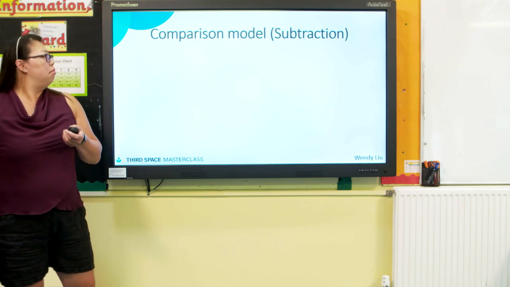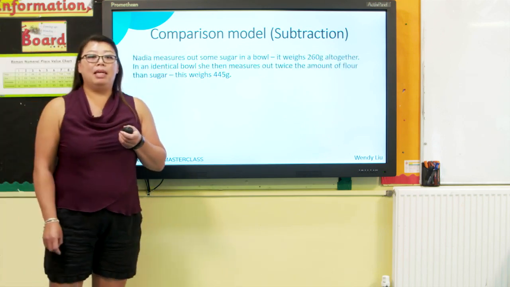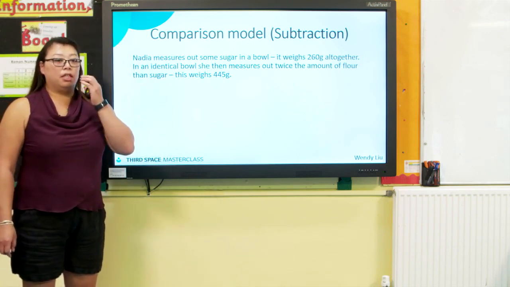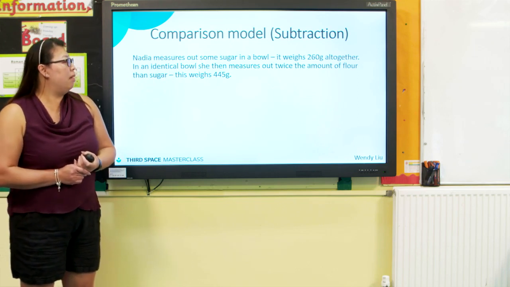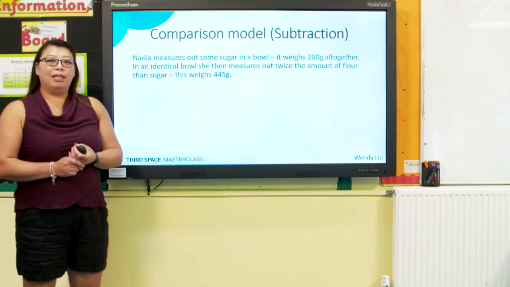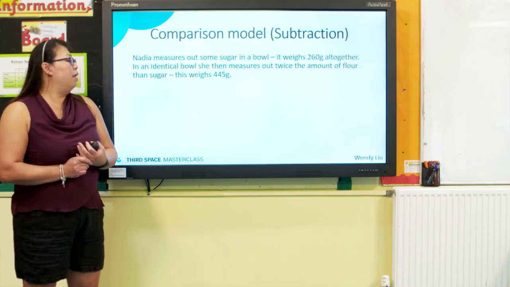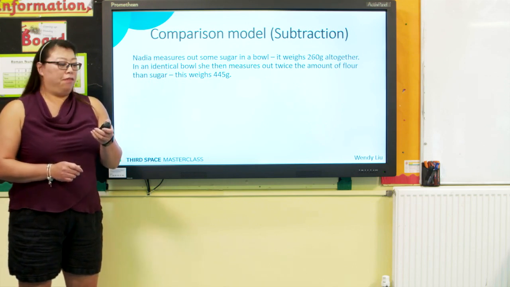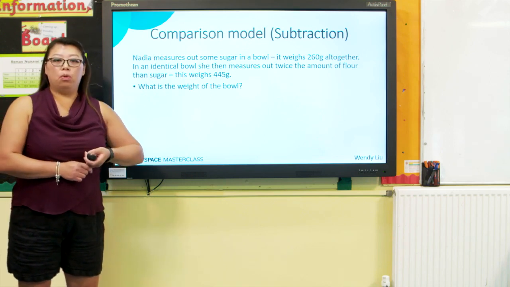Another subtraction comparison model, this time a little bit more tricky. Nadia measures out some sugar in a bowl. It weighs 260 grams altogether. In an identical bowl, she measures out twice the amount of flour than sugar. This weighs 445 grams. The question is, what is the weight of the bowl?